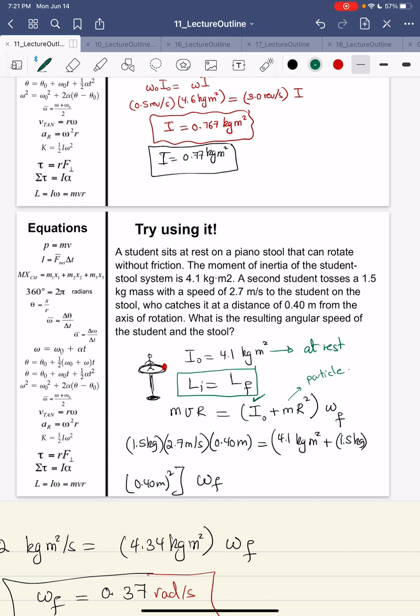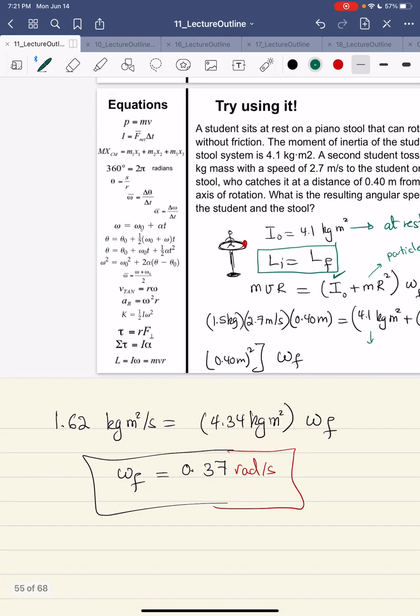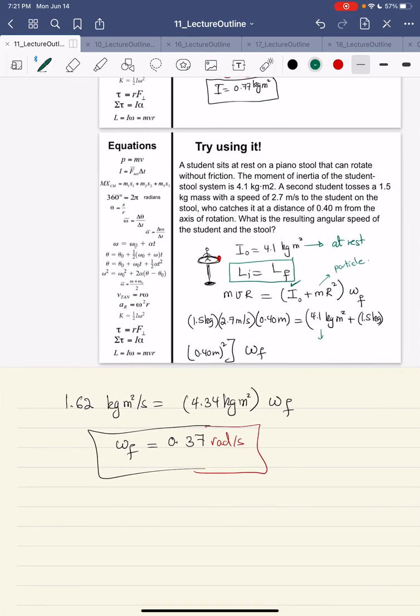I plugged in the numbers here, 1.5 times 2.7 times 0.4. This is the initial moment of inertia, 4.1 plus 1.5, and that mass is at 0.4 meters from the axis of rotation, times omega final. And then I was able to calculate my omega final to be 0.37 radians per second.